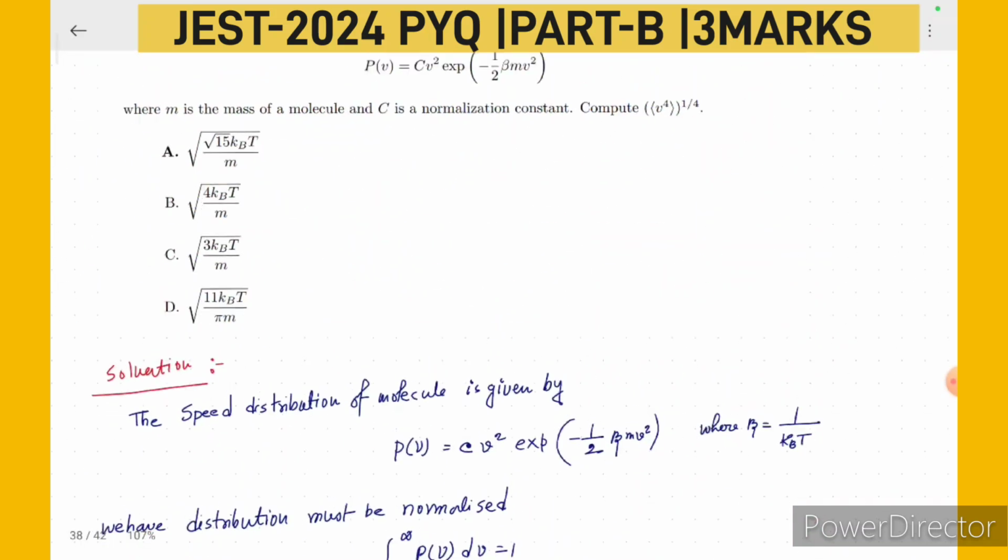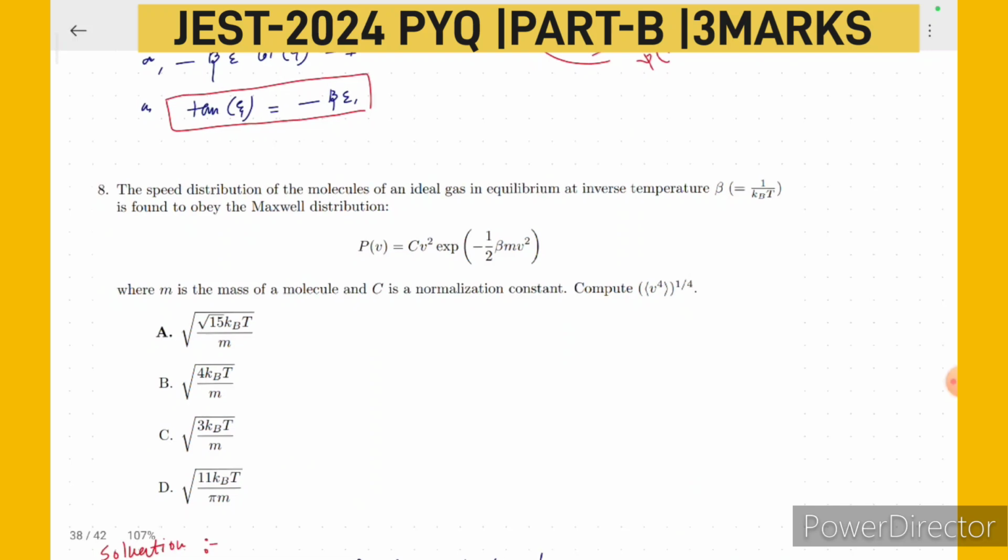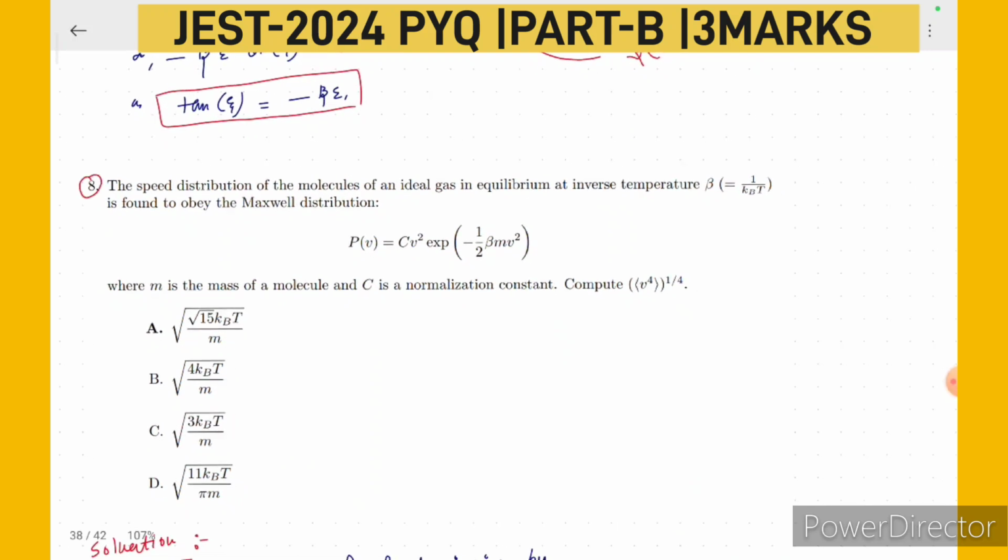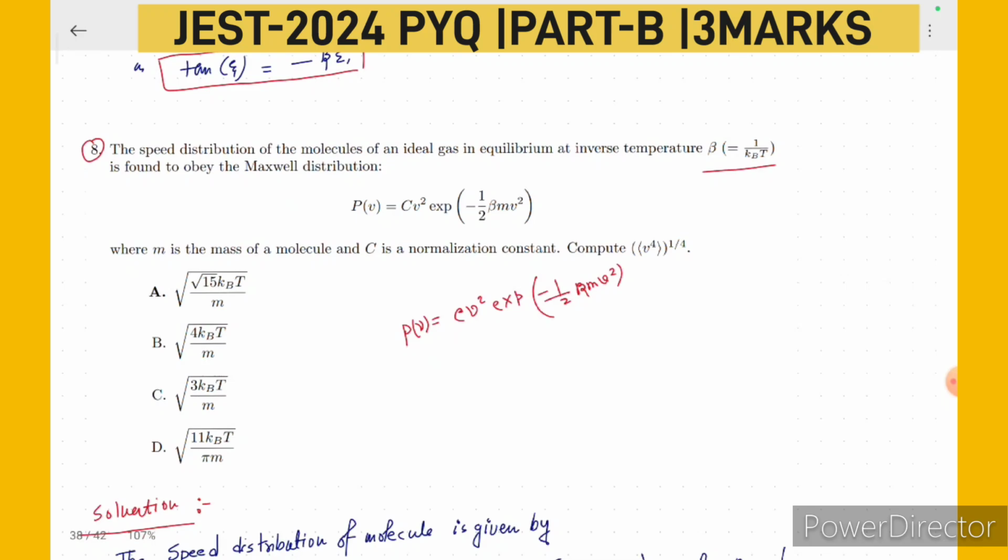Next we go to question number 8. This is asked from the kinetic theory of gases. The speed distribution of molecules of an ideal gas in equilibrium at inverse temperature beta equals 1 upon kT is found to obey the Maxwell distribution. This is the Maxwell distribution formula: P(v) equals C v square exponential minus half beta m v square, where m is the mass of the molecule and C is the normalization constant.